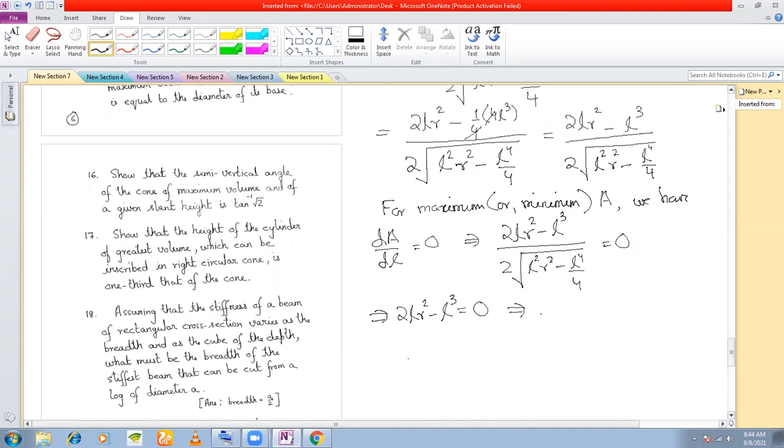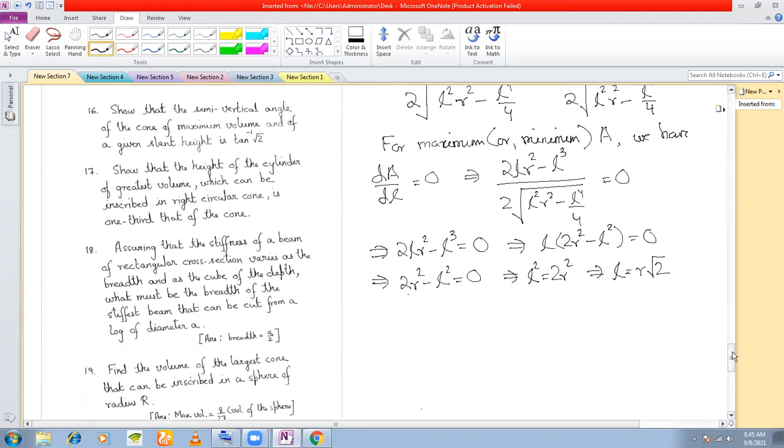Now you can take L common from here to get 2R square minus L square is equal to 0. That means L square is equal to 2R square. That means you get L is equal to R root 2, right? Yes, sir. L is equal to R root 2. Now at L is equal to R root 2, area is either maximum or minimum. We'll check by second derivative, right?